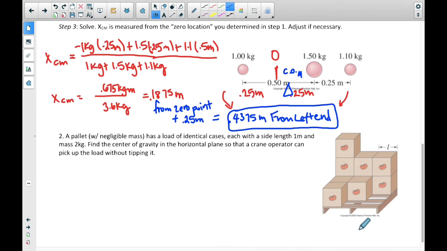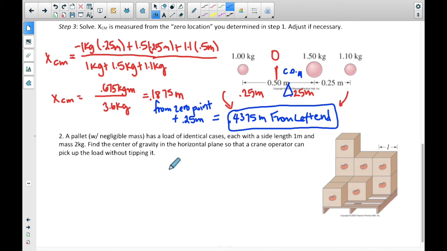This next question is, what if we are in two dimensions? I know it looks three-dimensional, but if we look at the question, we'll find out that it's actually two-dimensional. Because what we have going on here is a pallet, and they're saying the pallet itself has negligible mass, so we don't need to consider the mass of the pallet. It has a load of identical cases, each with side length 1 meter and a mass of 2 kilograms. So these are all the same, whatever they are. Apparently they're cans of tomato sauce.